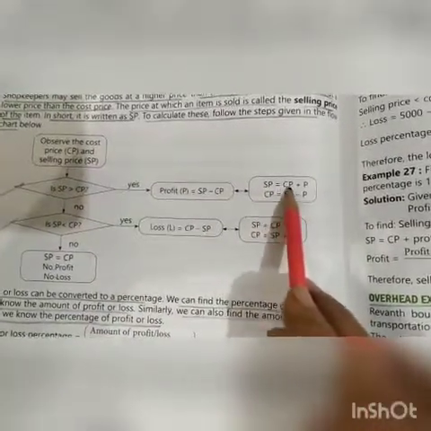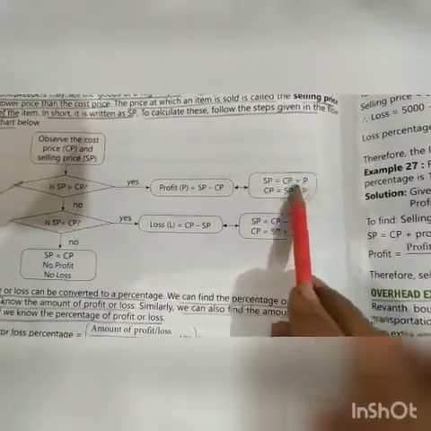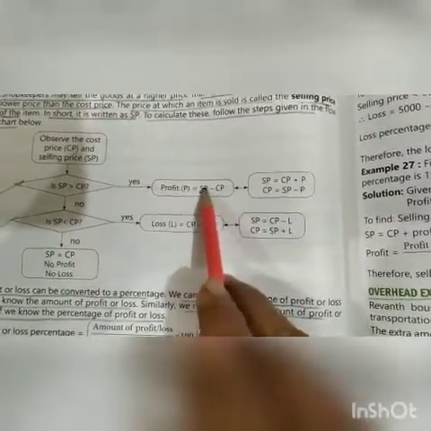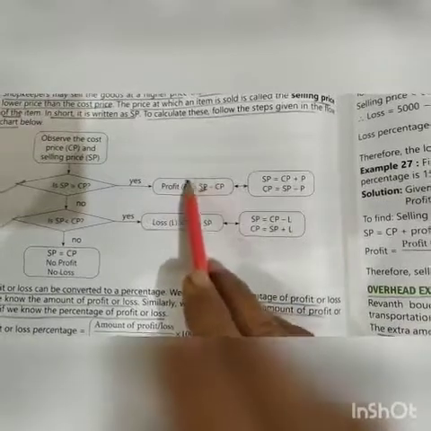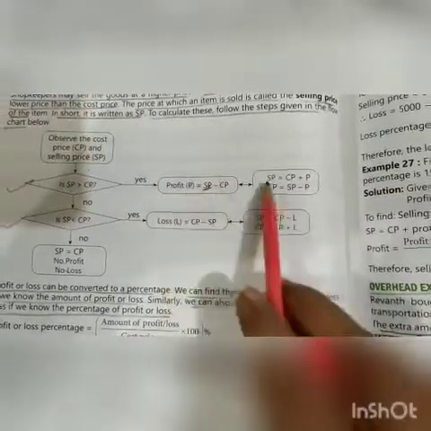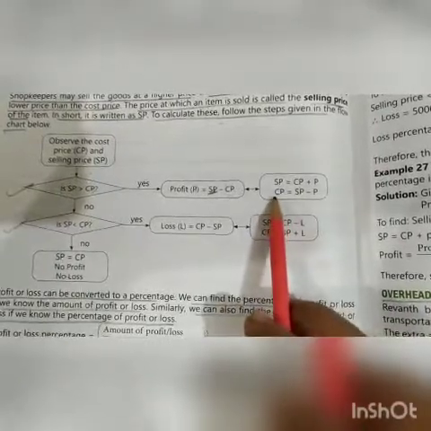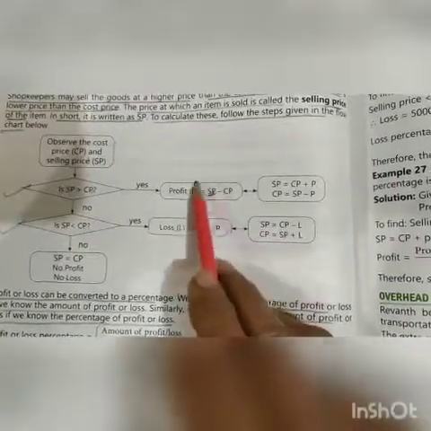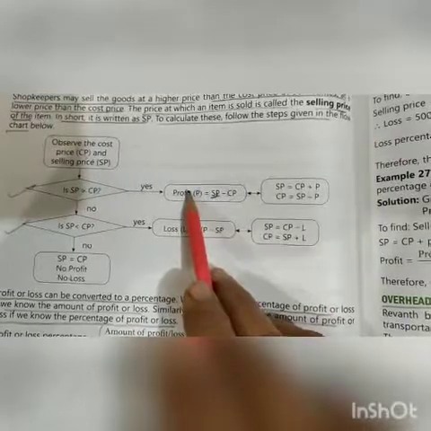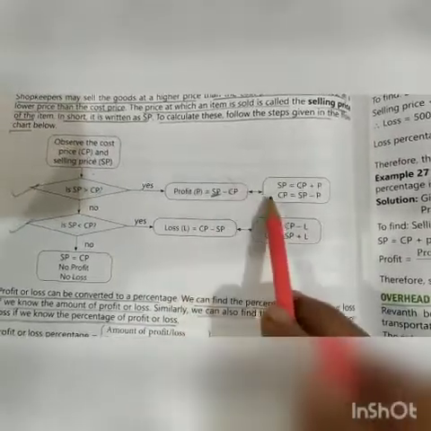Selling price is equal to CP plus profit. See here, selling price minus CP is equal to profit. Take this minus CP to this side, it will be plus CP. So selling price is equal to CP plus profit. And cost price is equal to, take this CP to this side and bring this profit to this side, so cost price is equal to SP minus P. SP is selling price, P is profit.